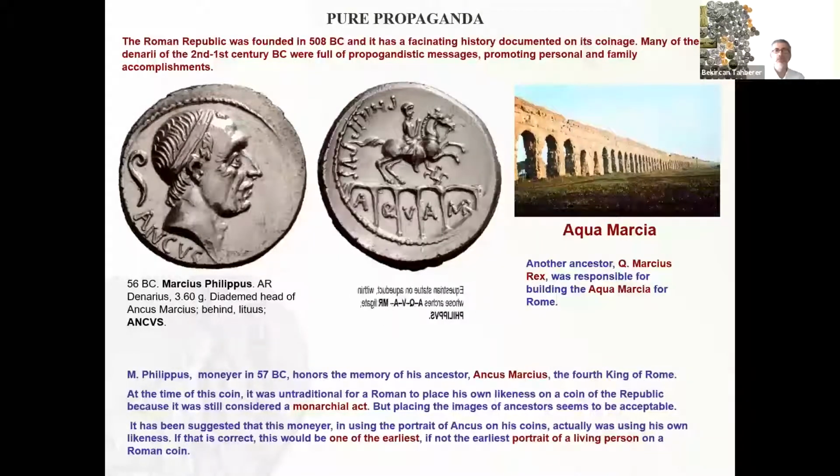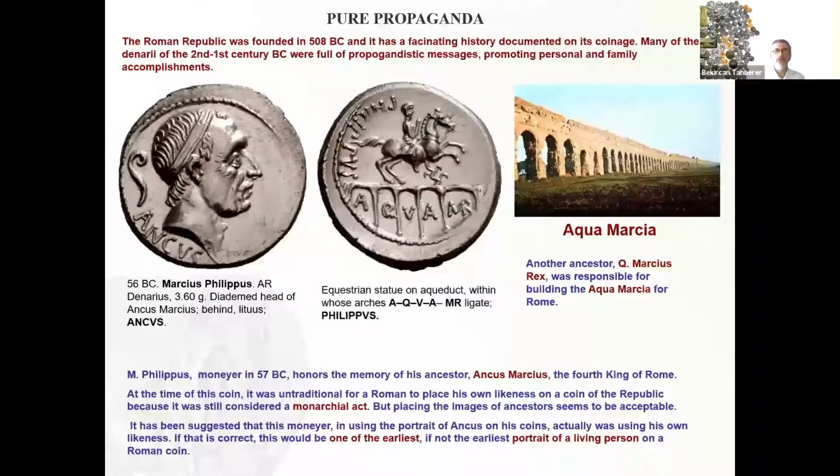The Roman Republican coinage simply is about propaganda. And here is a coin by Marcus Philippus, with the diademed head of his ancestor Ancus Marcius on the obverse with his name, and on the reverse is the Aqua Marcia, most likely. The ancestor was responsible for building the Aqua Marcia for Rome, and he was allowed to simply use a design to advertise his family's work.